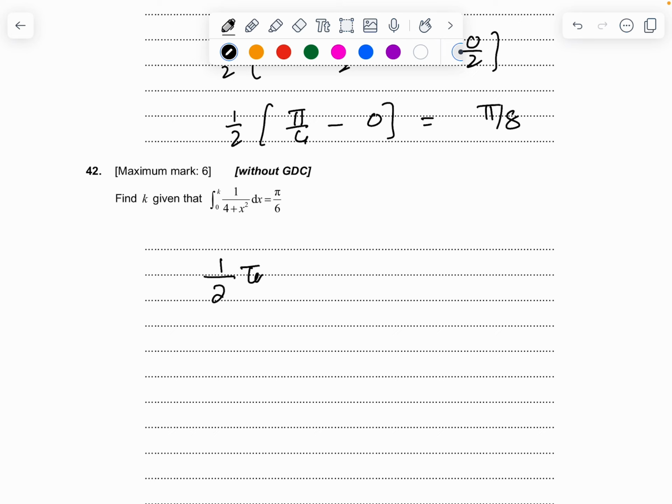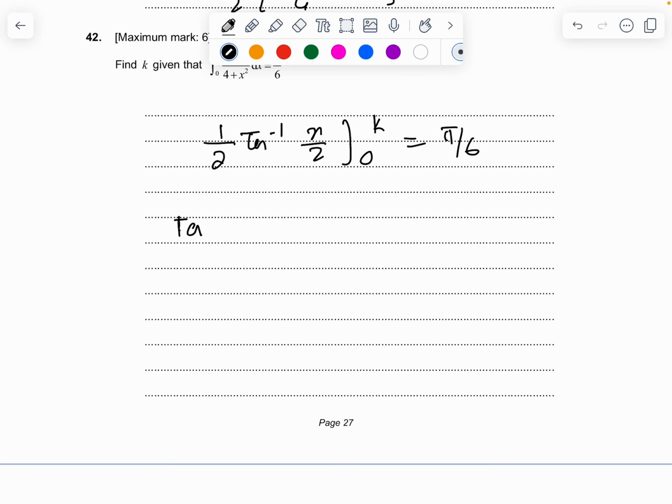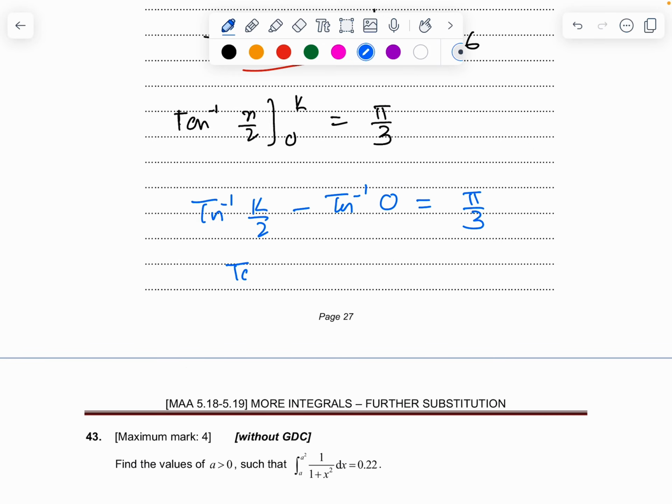Then 1 upon a tan inverse of x upon a from 0 to k is pi by 6. So tan inverse of x upon 2 from 0 to k is pi by 3. The 2 goes to the other side, so it becomes pi by 3. So it becomes tan inverse k by 2 minus tan inverse of 0 equals pi by 3. Tan inverse of 0 is 0. Tan inverse of k by 2 equals pi by 3. K upon 2 equals tan pi by 3. What is tan pi by 3? Tan pi by 3 is tan 60, which is root 3. So k equals 2 root 3.